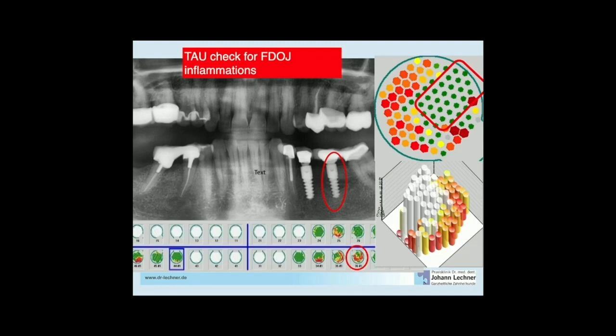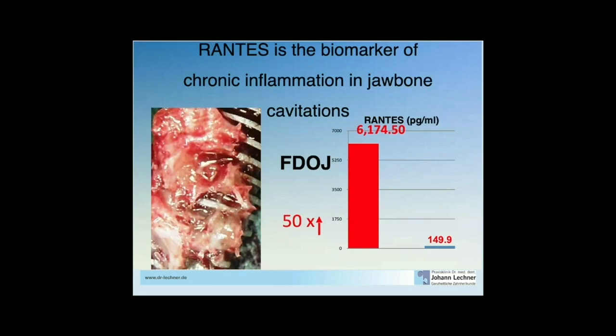Now, as this patient had an autoimmune disease, we presumed these red spots are the inflammation, somehow connected to her disease. We took out the implant, and here you can easily see the fatty degenerated bone around the implant. And when we scrape out this fat and send this to the lab for RANTES analysis, we get directly at the implant a chronic RANTES-driven inflammation with 6,174 picograms per milliliter, in contrast to the healthy level of RANTES. So here we see the FDOJ clearly.